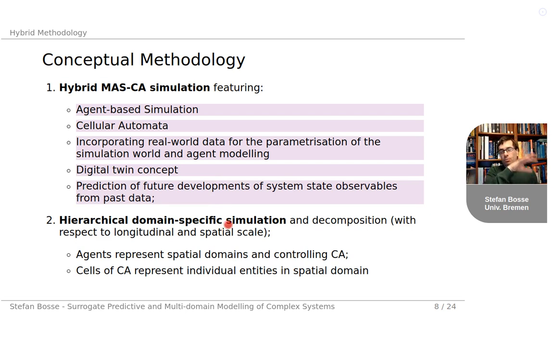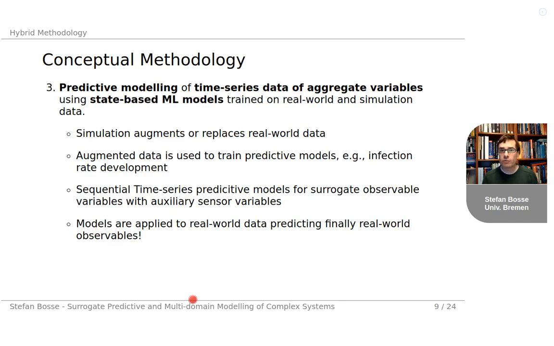Then, beside this hybrid multi-agent simulation and cellular automata simulation approach, we have a hierarchical domain-specific simulation approach and a decomposition with respect to longitudinal and spatial scale. That means agents represent special domains, for example, towns in a country or so-called terrestrial units. And these agents control a cellular automaton. And this cellular automaton simulates, for example, humans in a town or in a sub-area of a town and so on. And the cells of the cellular automaton represent individual entities in this special domain. And finally, we use predictive modeling of time series data of aggregate variables using state-based machine learning models, trained on the one hand by real world and on the other hand by simulation data. So simulation augments or replaces real world data.